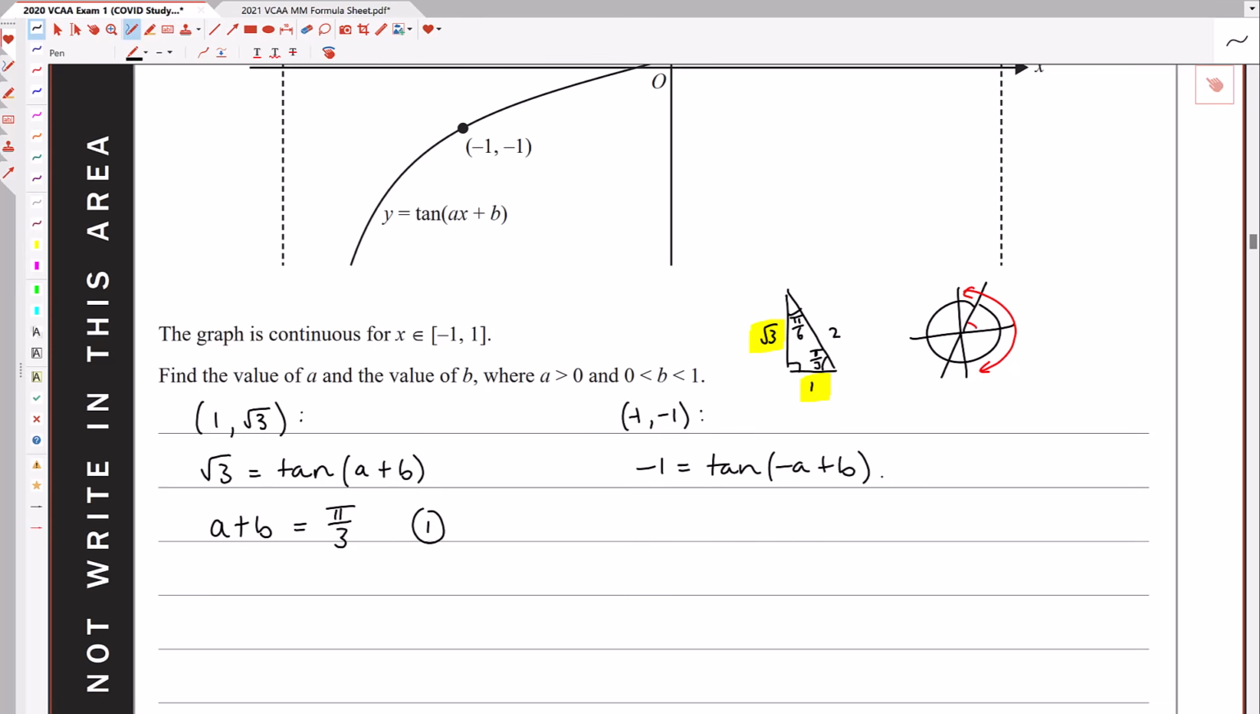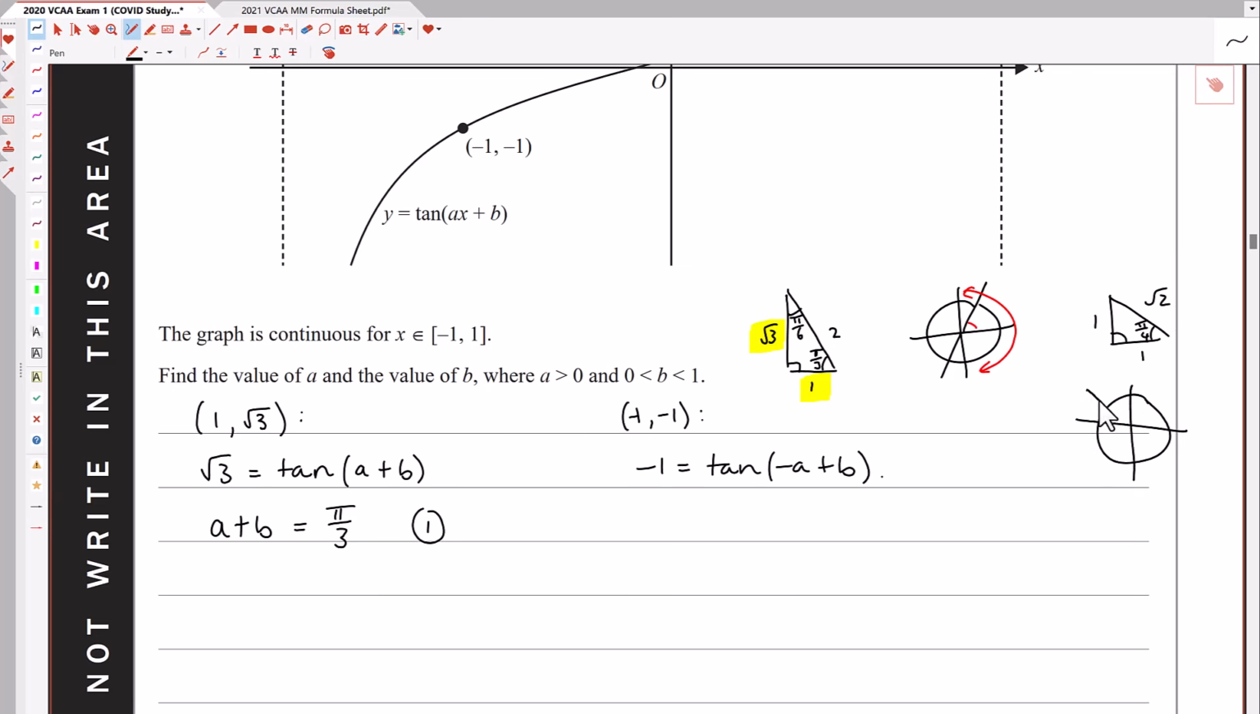Now if we think about our other equation, tan is equal to -1. Okay, so tan equals 1 when our angle is pi on 4. I don't usually need to draw this triangle. Oh, sorry, not √3, √2. So tan of pi on 4 is 1, but tan is -1.